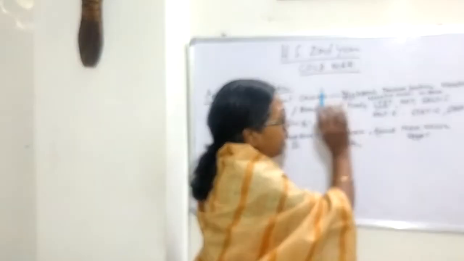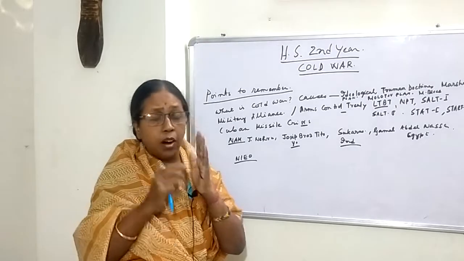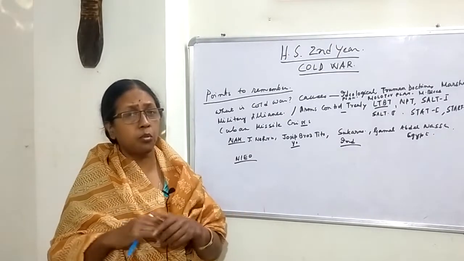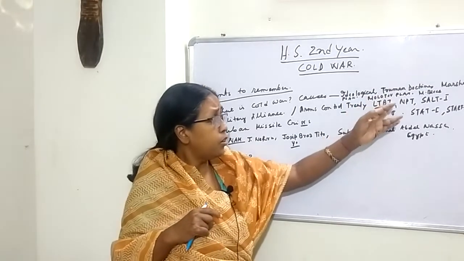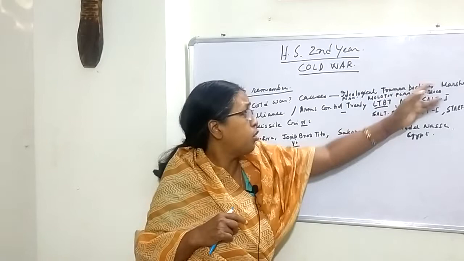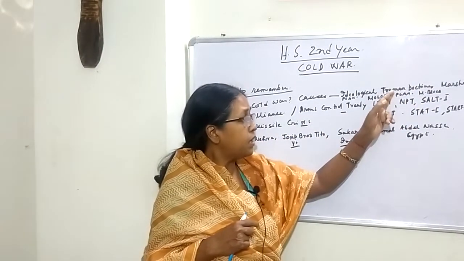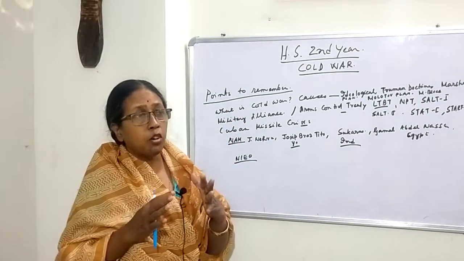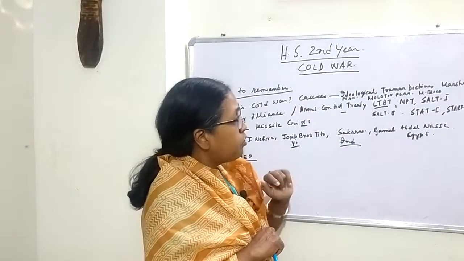Then the Molotov Plan. Molotov was Russia's leader. Molotov found that some of the Eastern European countries were poor and did not receive financial aid from Marshall, that means from America. So he thought, okay, we will interfere in those countries and help and assist them. So the Molotov Plan again created tension in the mind of the USA.